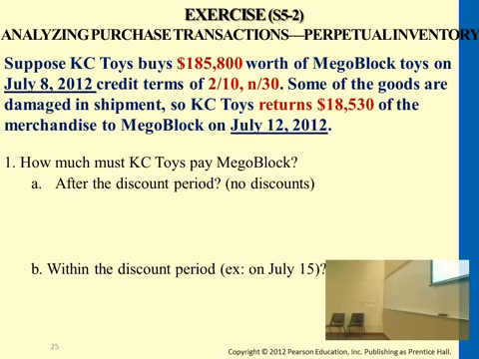Now, some of the goods, they realize, are damaged in shipment, so they request a refund and allowance. They returned $18,530 worth of inventory. Okay, so for this company, the return happened 4 days after this transaction. Now, here are two questions for you. If this company pays after the discount period, what would be the amount that they pay? And if they pay within the discount period, both cases using the same data here, what would be the amount here?